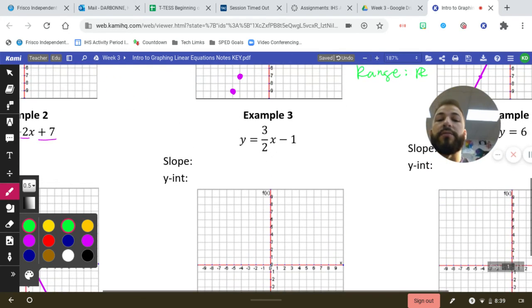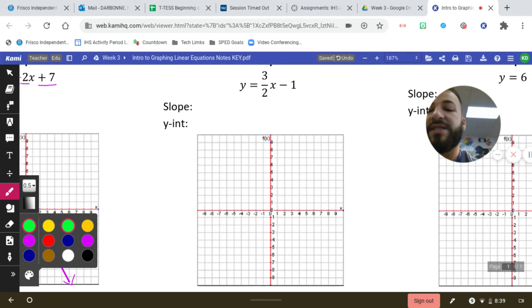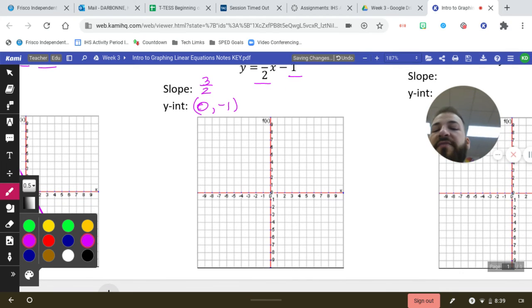Okay, let's look at another one. Example 3, we have y is equal to 3/2 x minus 1. Slope in this case is 3/2. Y-intercept in this case is -1, so (0, -1). So then we graph the y-intercept first, so a point here at -1 on the y-axis. Then I follow my slope, so I'm going to go up by 3, 1, 2, 3, run by 2, 1, 2.